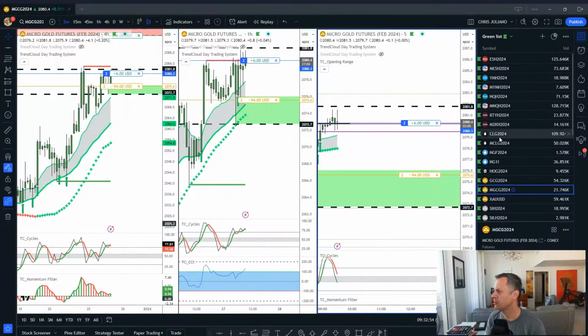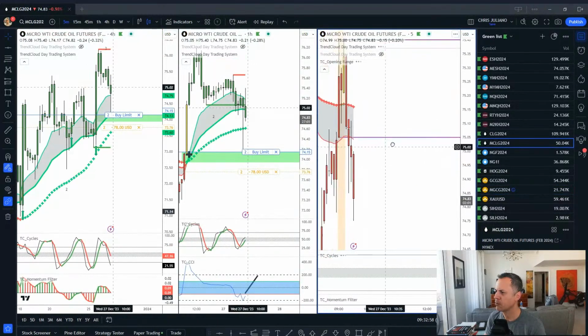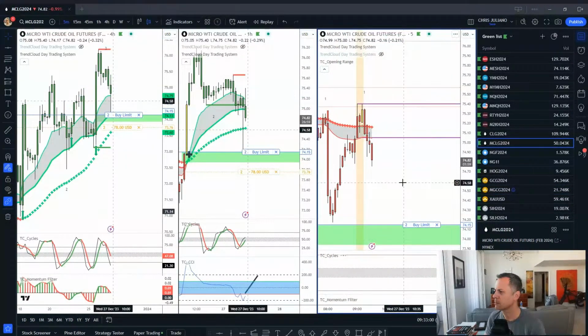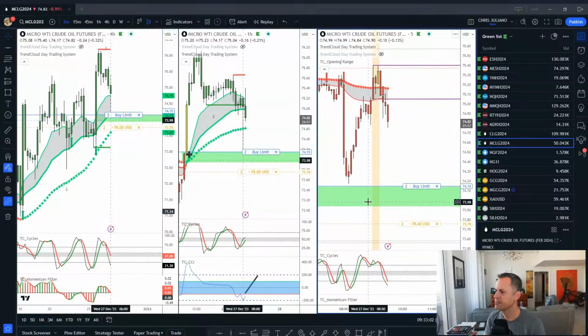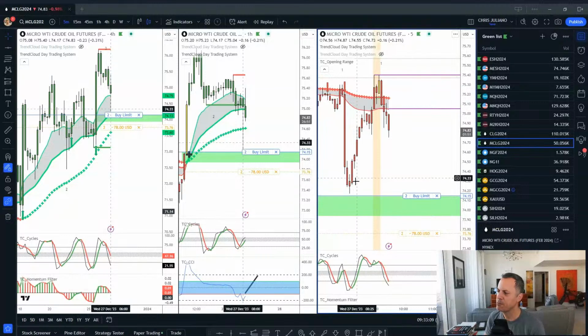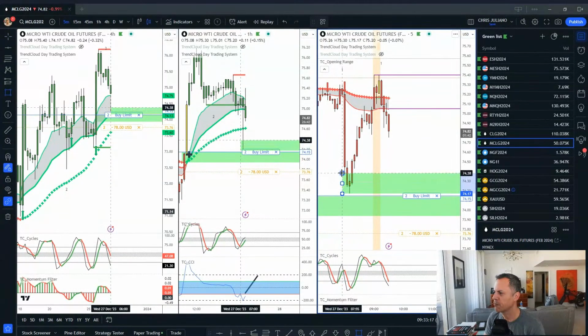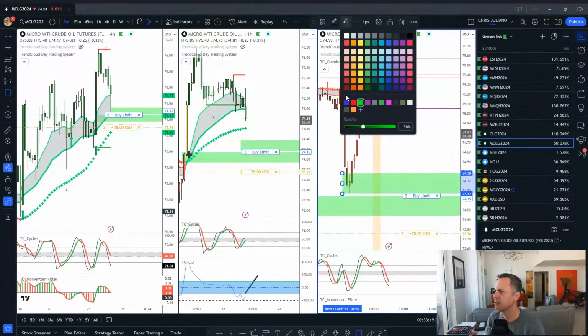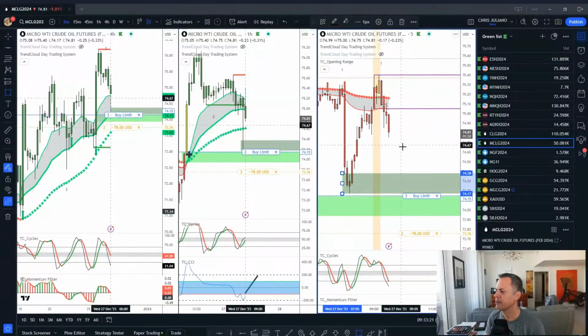Back over to crude oil, micro crude. All right. And it's heading down to this area, heading down to this area. So we're going to bypass the 5 minute demand zone right here. We'll make that another color. We'll make that a different color, green. How about that? There you go.